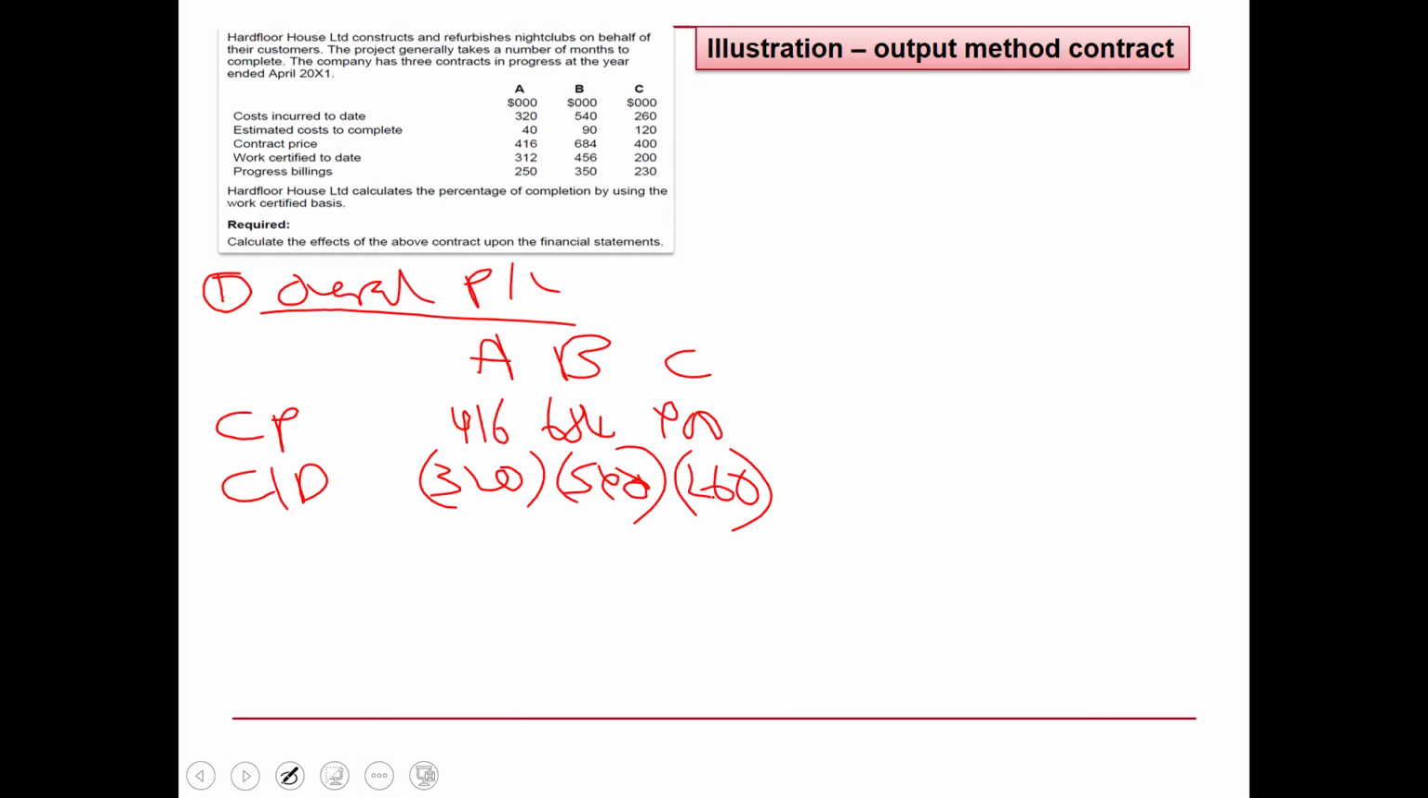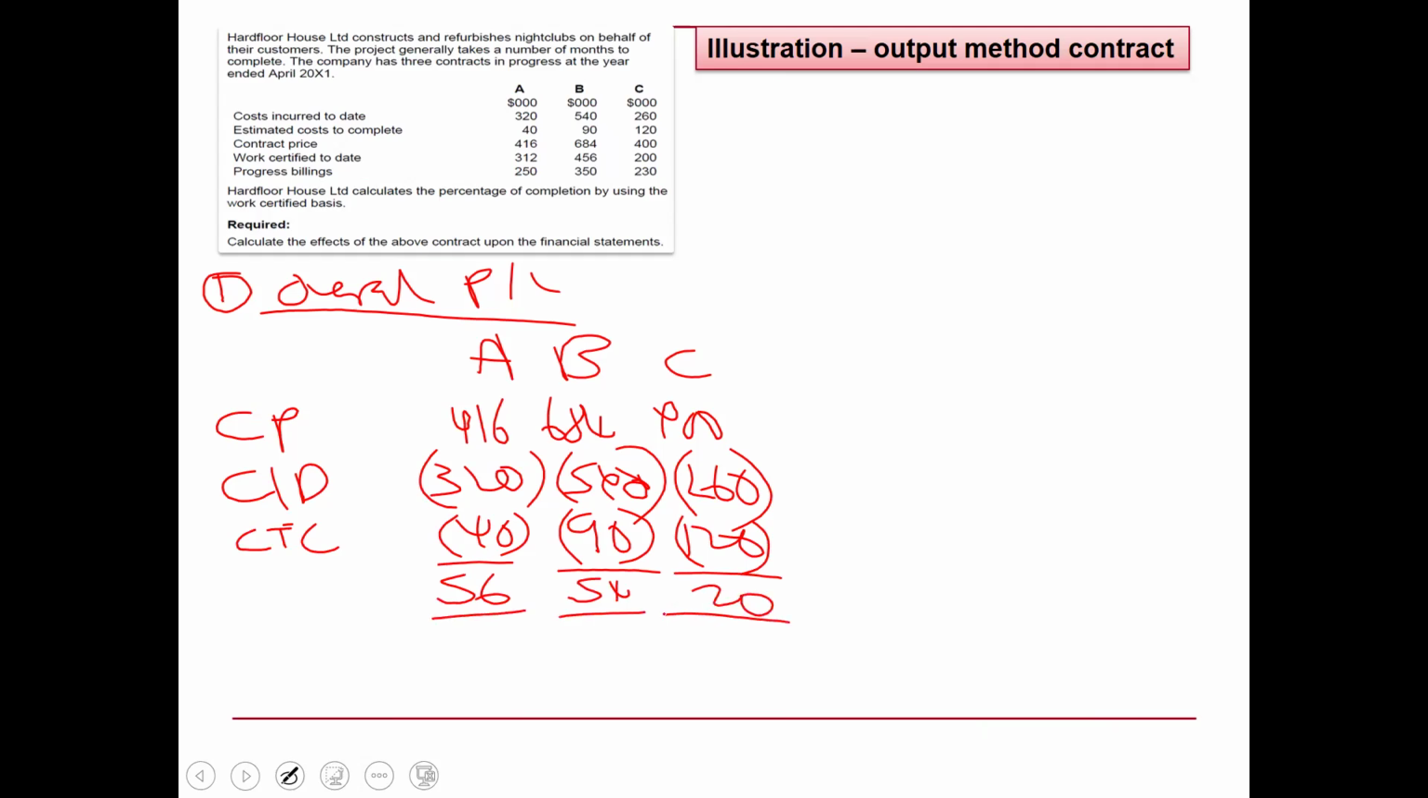Then how much are we estimating? So the cost to complete. We are estimating that we are going to incur further costs of 40 there until we complete this project, 90 there, and 120 there. So how much profit are we expecting? We're saying 460 minus 320 minus 40. We are expecting to make profits of 56 there, 54 there, and 20 there. So that's your step number 1.